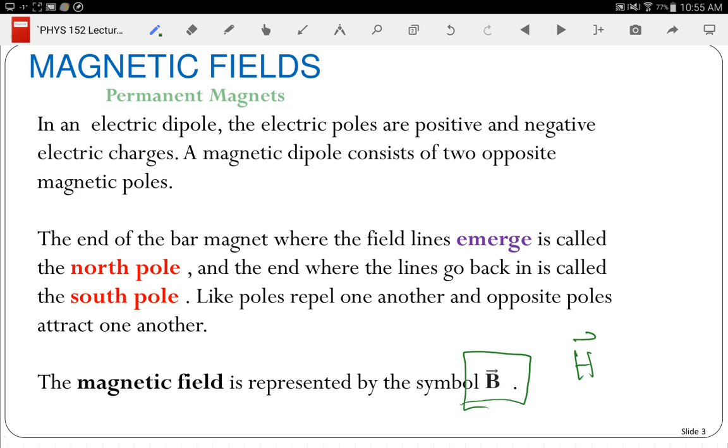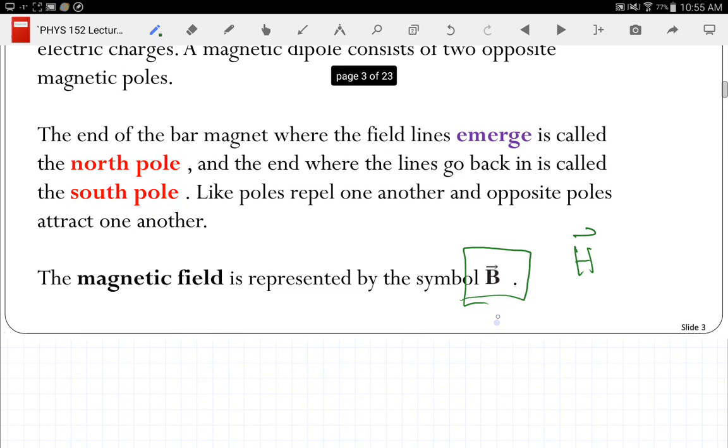So B is the symbol for magnetic field, and the units of magnetic field are Teslas. Right now, I'm just going to give you that. The units are Teslas. Later on, we'll see what a Tesla is. And of course, it's named after Nikola Tesla.